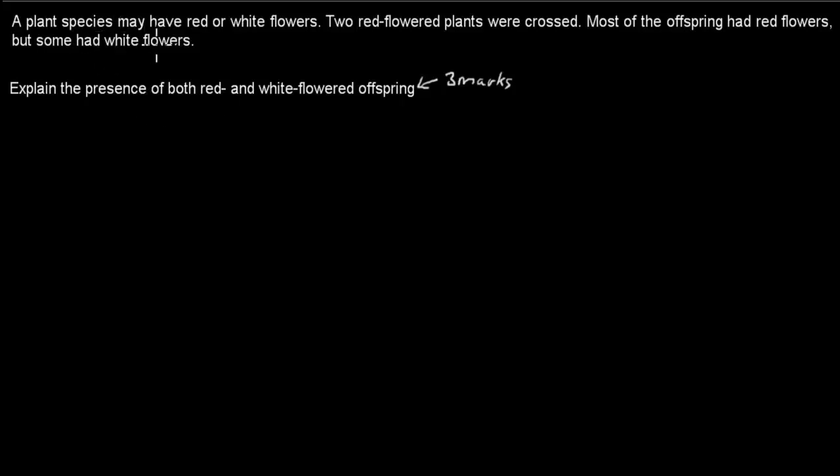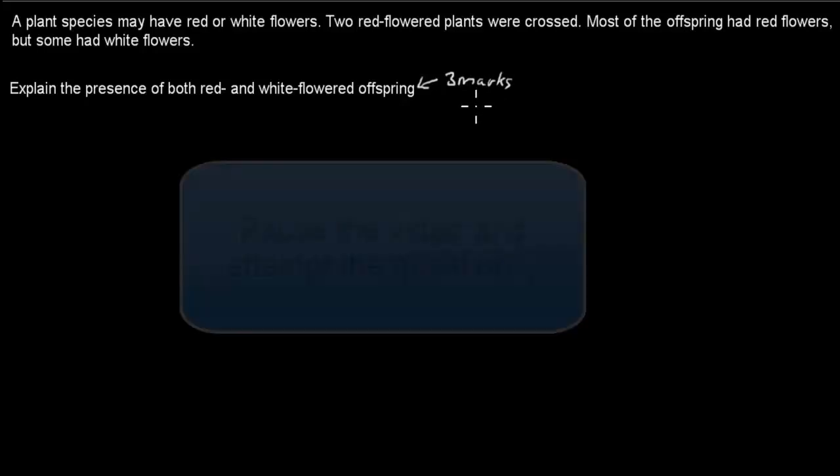A plant species may have red or white flowers. 2 red flowered plants were crossed. Most of the offspring had red flowers, but some had white flowers. Explain the presence of both red and white flowered offspring. And that's worth 3 marks. So when you're ready, pause the video and attempt the question, and then press play when you're done.